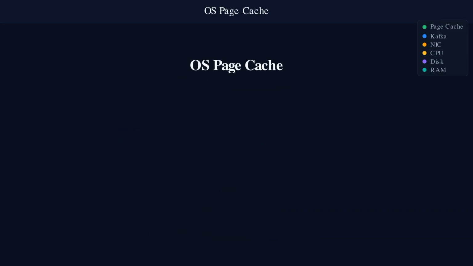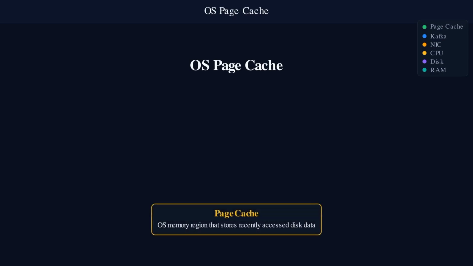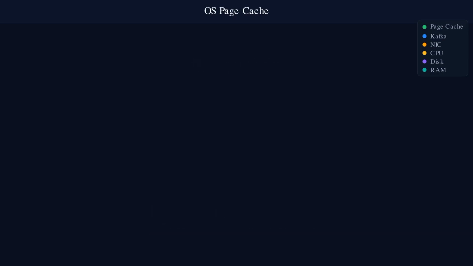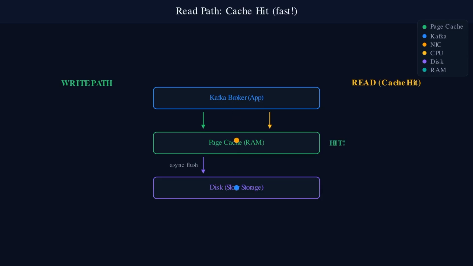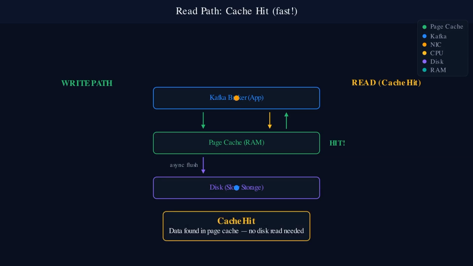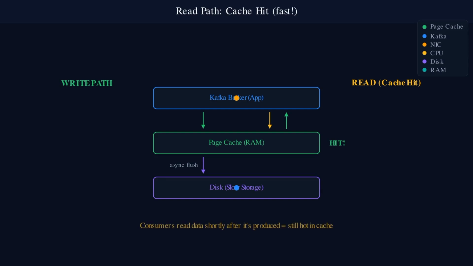Kafka also relies heavily on the operating system's page cache. The page cache is a region of system memory, or RAM, that the OS uses to store recently accessed disk data. Think of it as a fast access shelf where the OS keeps copies of frequently used files. When Kafka writes data to disk, it first goes into the page cache. For reads, if the data is still in page cache, Kafka serves it directly from memory without touching the physical disk at all. This is called a cache hit, and it's dramatically faster than a disk read. This approach is especially effective for Kafka's typical workload, where consumers often read data shortly after it was produced, meaning it's still hot in cache.